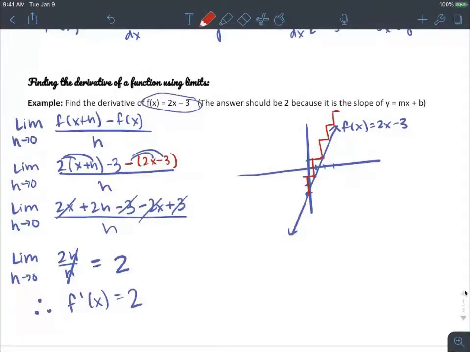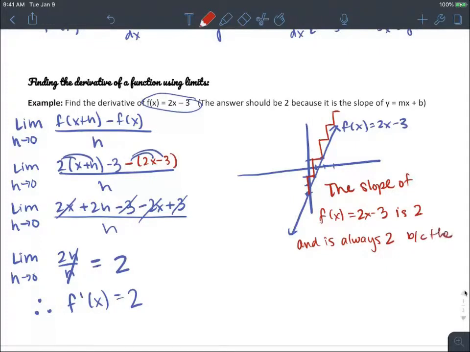So the derivative is basically the rate of change at any point on the graph. And because we have a line, the rate of change is always 2. So the slope of f of x equals 2x minus 3 is 2, and it is always 2 because the slope of a linear equation does not change.